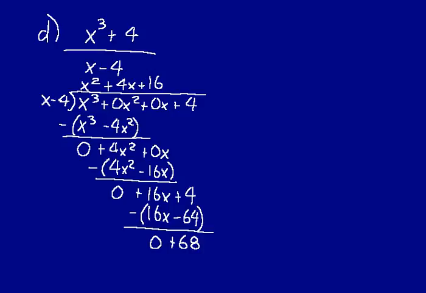We always write a remainder over the divisor, so that'll be plus 68 over x minus 4. We can put that in parentheses if we want to. So there's our quotient: x squared plus 4x plus 16 plus 68 over x minus 4. Make sure you put a box around that quotient so it's easy to find your answer.